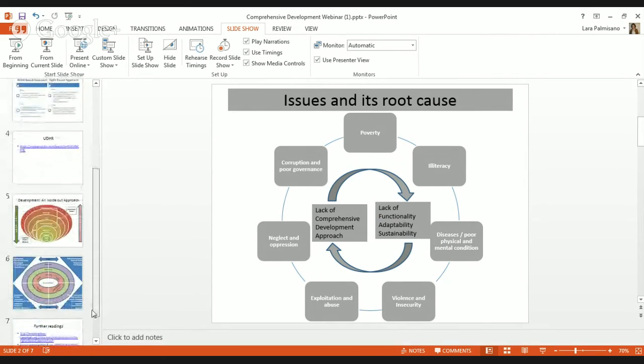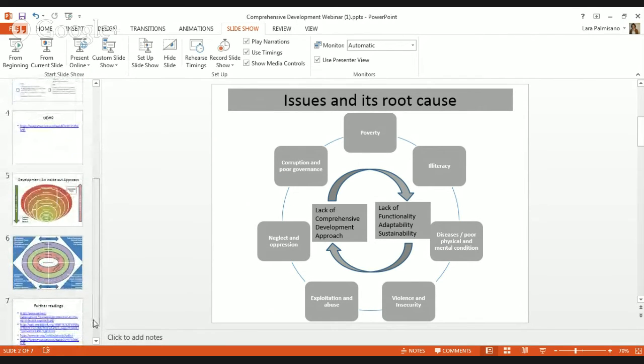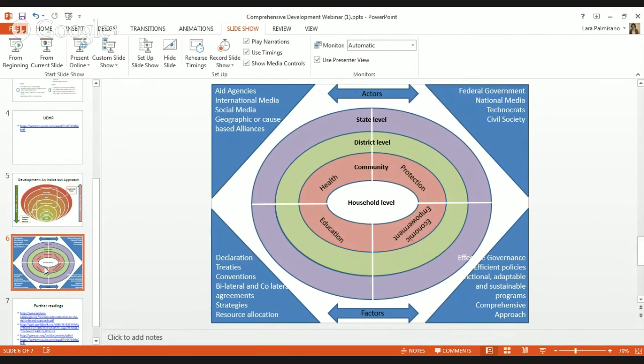The comprehensive approach will actually bring more results. If you focus on communities only on poverty and then don't focus on illiteracy, it will actually lack a comprehensive development approach. So in this slide, I have just taken the 4 examples of 4 different sectors, but we can include as many sectors as we want.